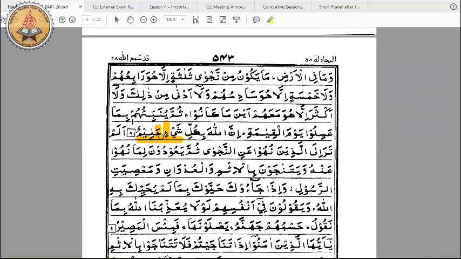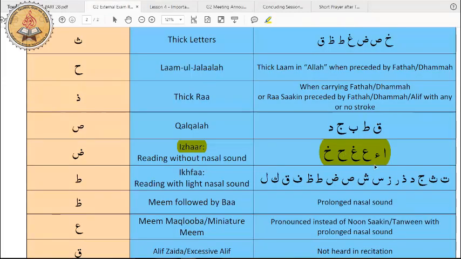Ain, right? It's an ain. Excellent. And is ain one of the izhar letters that we learned, or is it not? Yes, it is. There it is, right there. So that's good. So when we see one of these izhar letters, then what do we do?